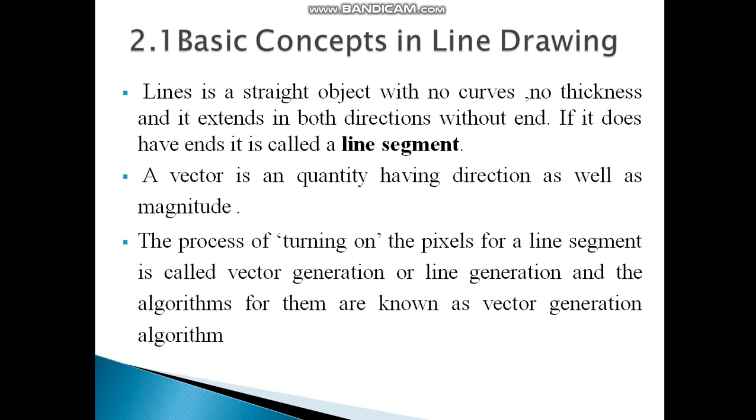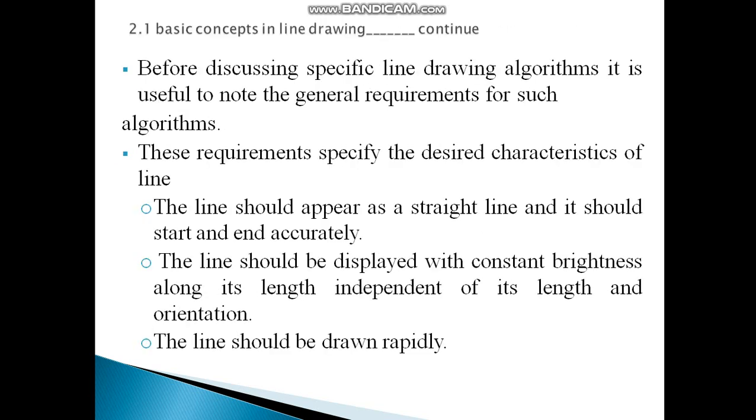There are two coordinates, the first coordinate is x1 y1 and the second one is x2 y2, and we have to draw a line between the start point and the end point. The process of turning on the pixels of a line segment is called vector generation or line generation. The line should appear as a straight line and it should start and end accurately. It is an incremental approach, in which the line should be drawn rapidly.